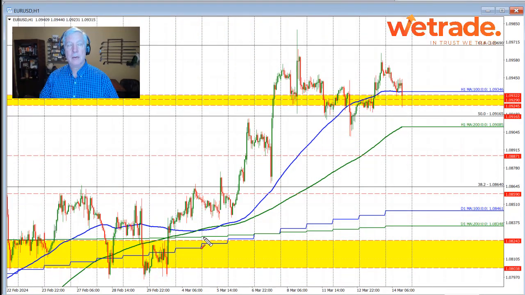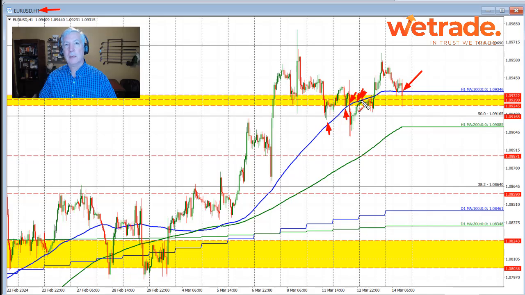I'm going to start on the hourly chart for the euro versus US dollar, just to bring to your attention this blue line right here. This blue line represents the 100-hour moving average. And in trading this week, we've seen on Monday some support buyers against the level, and then on Tuesday we tried to find support against the level, then broke below the level.